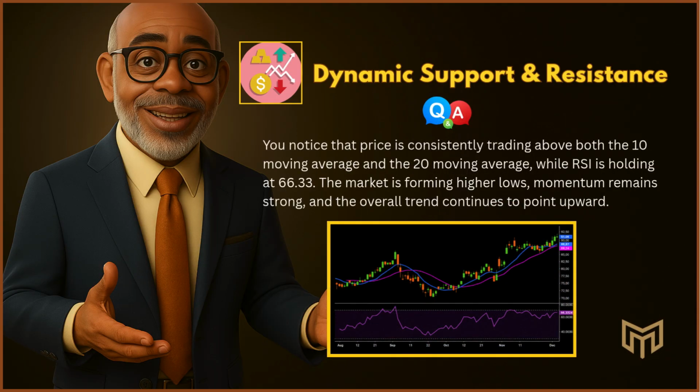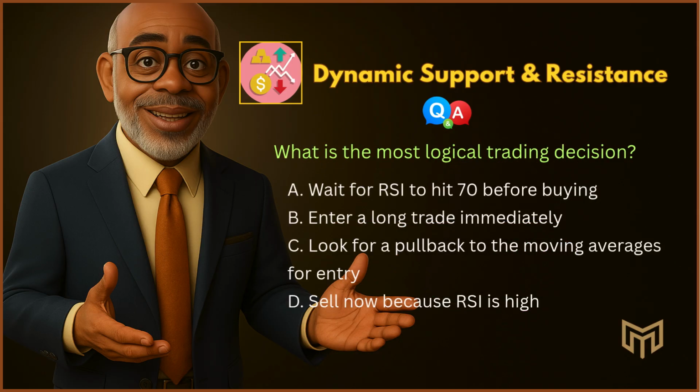Knowledge check. You notice that price is consistently trading above both the 10 moving average and the 20 moving average, while RSI is holding at 66.33. The market is forming higher lows. Momentum remains strong, and the overall trend continues to point upward. What is the most logical trading decision? Is it A, wait for RSI to hit 70 before buying? B, enter a long trade immediately? C, look for a pullback to the moving averages for entry? Or D, sell now because RSI is high? Think it through. You have 10 seconds to record your answer.